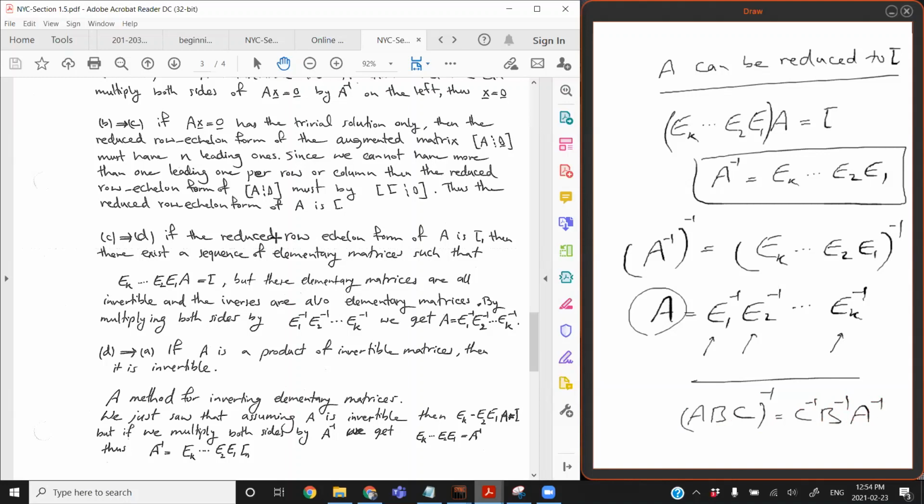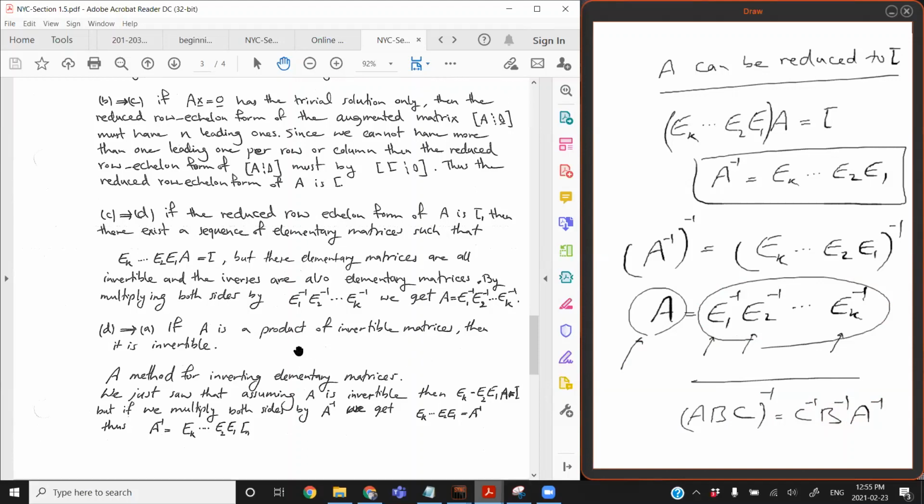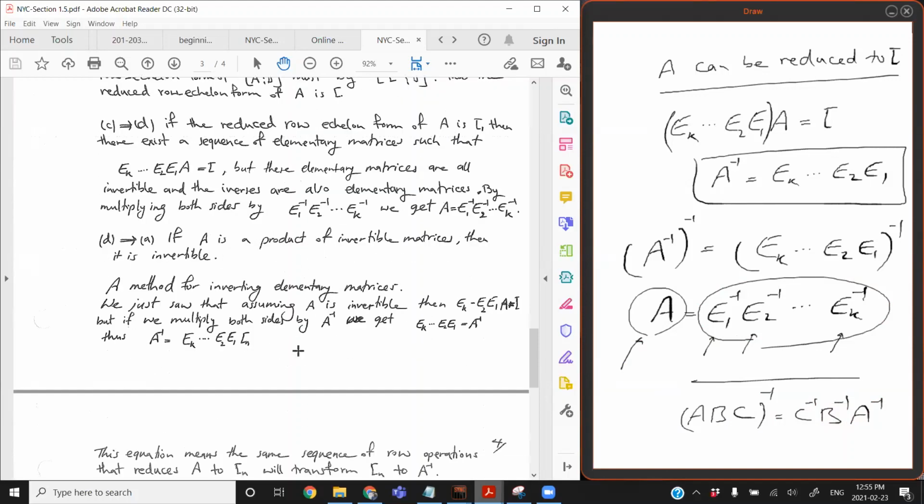So here, this is the assumption. A is a product of elementary matrices. Okay, then since each elementary matrix is invertible, the product must also be invertible. So that shows that D implies A. So if A is a product of invertible matrices, then it has to be invertible. That closes the circle and makes all the statements equivalent.